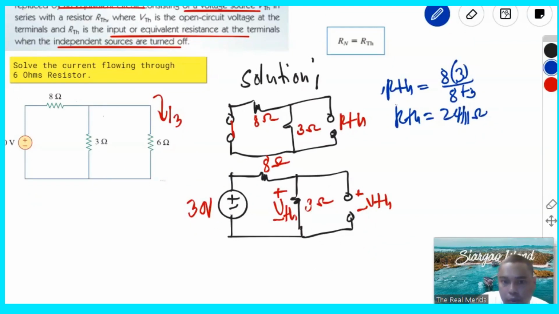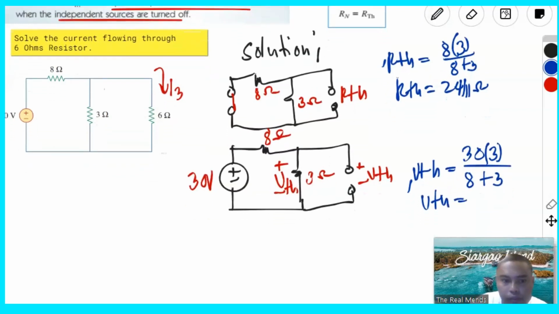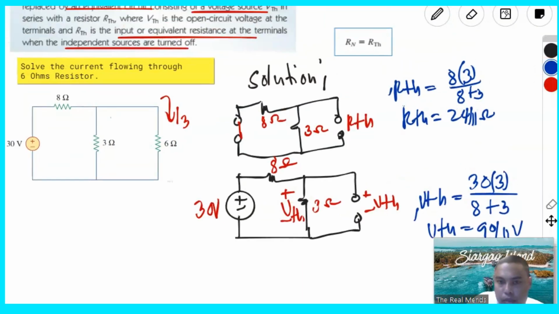So to look for the VTH, we have 30, that is the voltage divider theorem. 30, okay, times 3 over, that is sum of the two resistors, that is 8 plus 3. Okay, and then that gives us the value of, that is 90 over 11 volts.